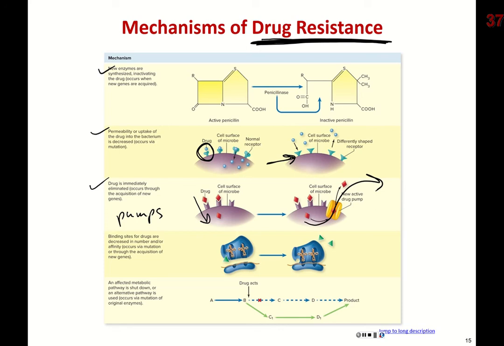And sometimes these pumps are quite broad in their scope, so they may have a mutated pump that can actually pump out 5, 6, 7 different toxins, and one of those toxins happens to be one of the antibiotics that we were trying to fight it with. Another thing it can do is change its ribosome. So if it changes the shape or structure of its ribosome, then the drugs that specifically target ribosomes won't work anymore. And then finally, it can change its metabolic pathways.